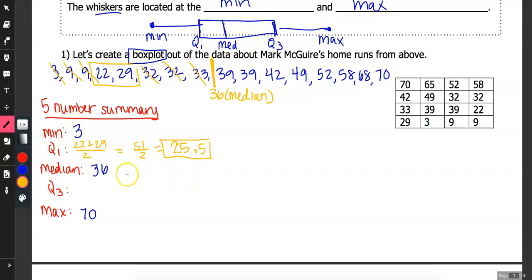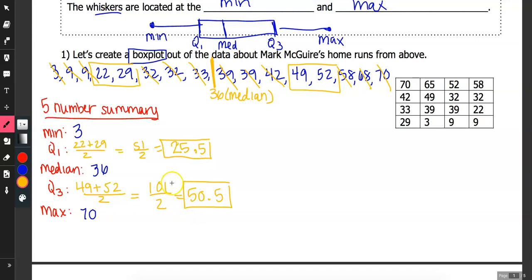Okay. Q3 is a similar idea. It's the middle of the upper half. First and last, first and last, first and last. And then again, I'm left with two numbers. 49 plus 52 divided by 2. I'm finding the average of those. So Q3 is 50.5.